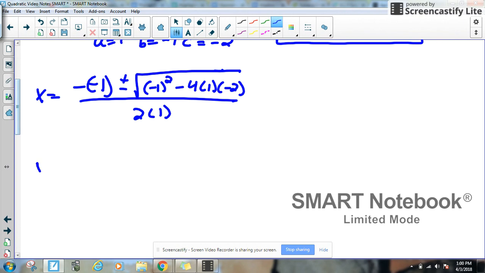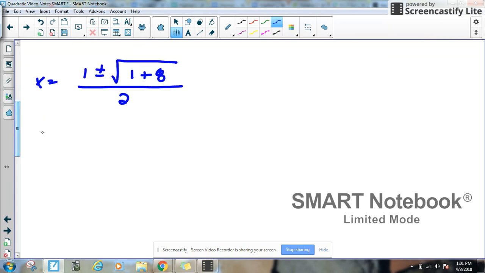So let's begin. First of all, we know that a double negative makes plus. So this is going to be 1 plus or minus the square root. Inside the radical, I know that -1 squared is -1 times -1, which is +1. And then this is going to be, I like to think about this as 3 multiplications: -4 times 1 times -2. Okay, that's how I like to think about it. So -4 times 1 is -4. But times -2 makes +8. All right? All divided by 2 times 1 is 2.